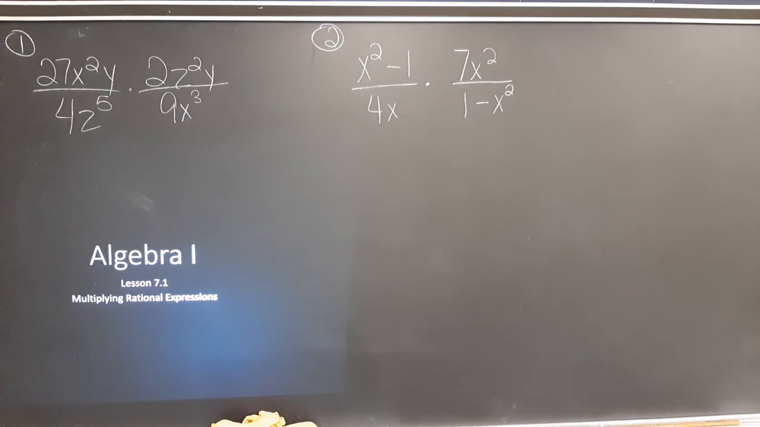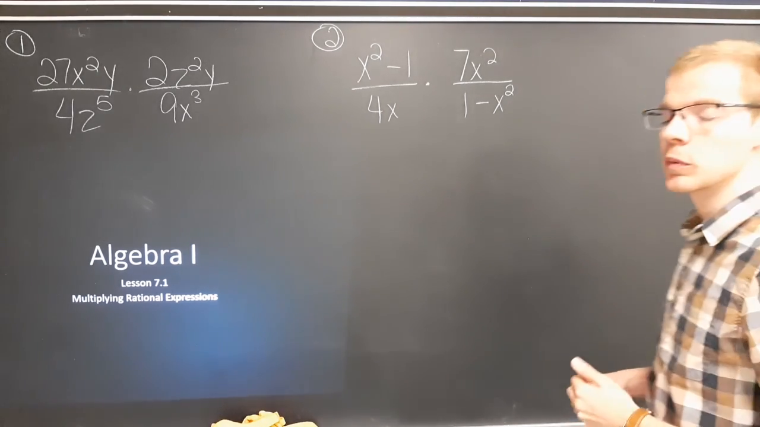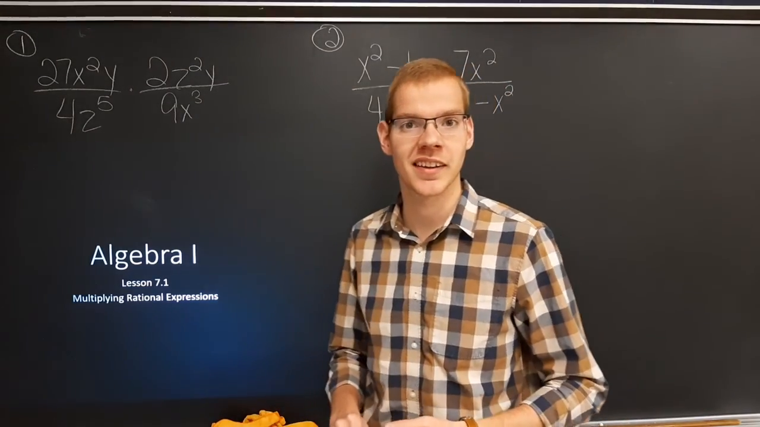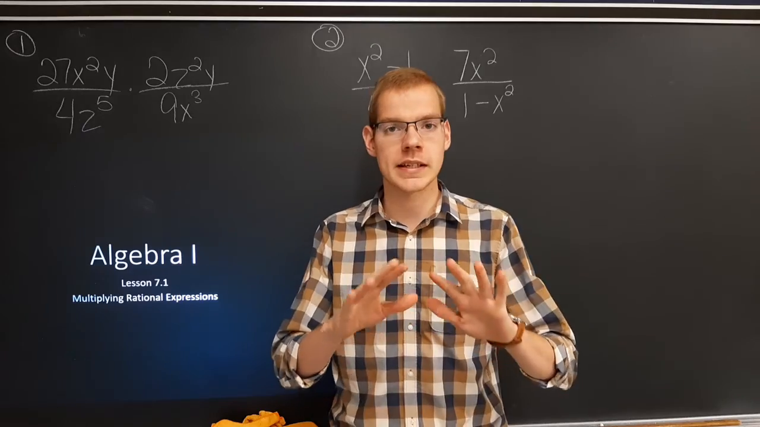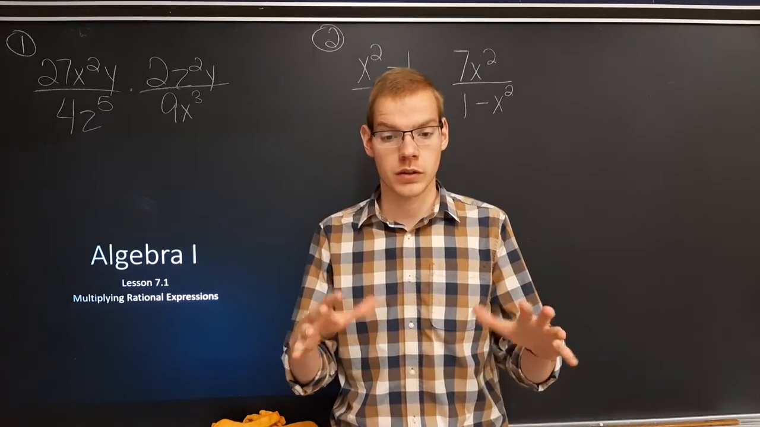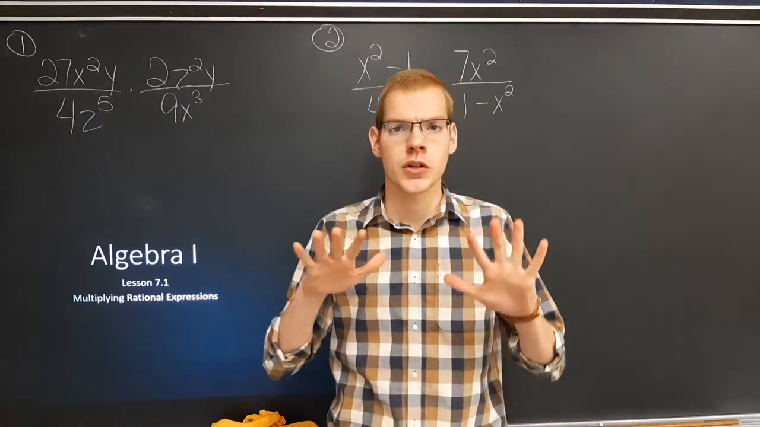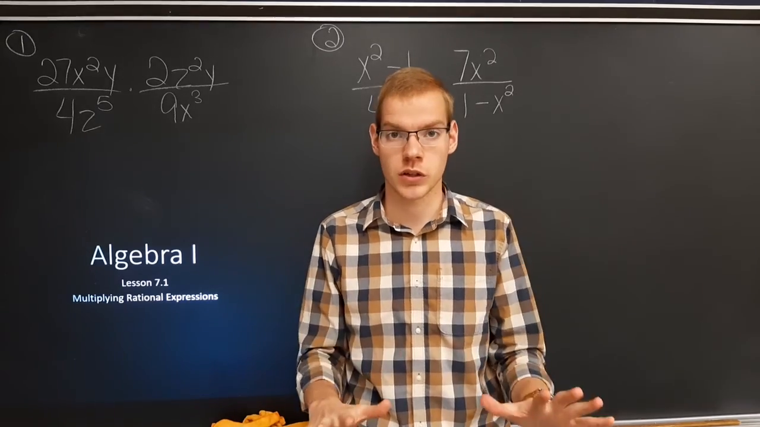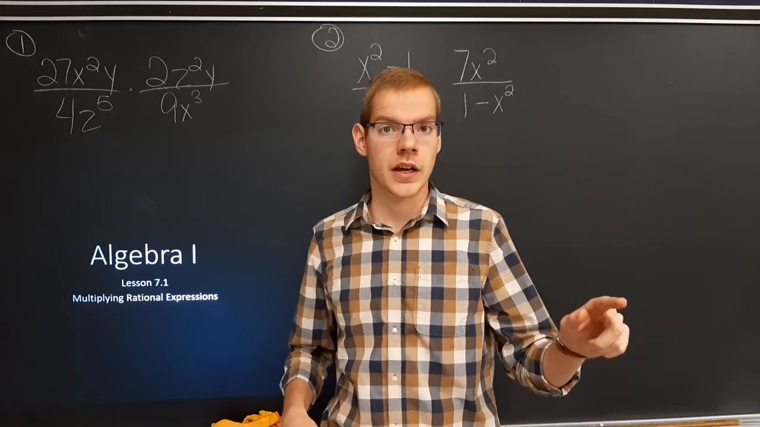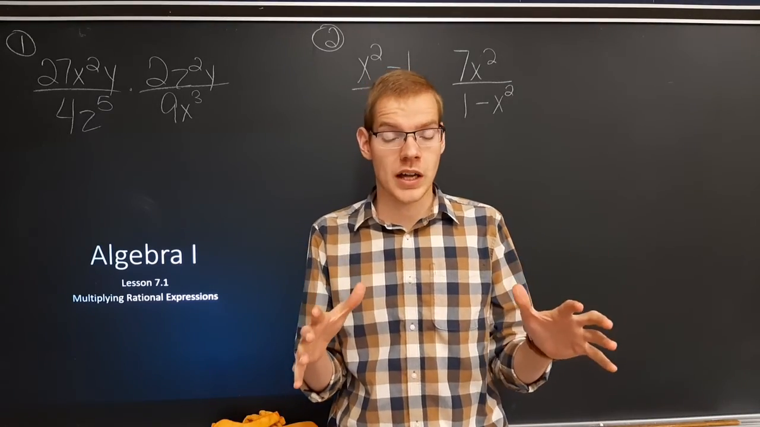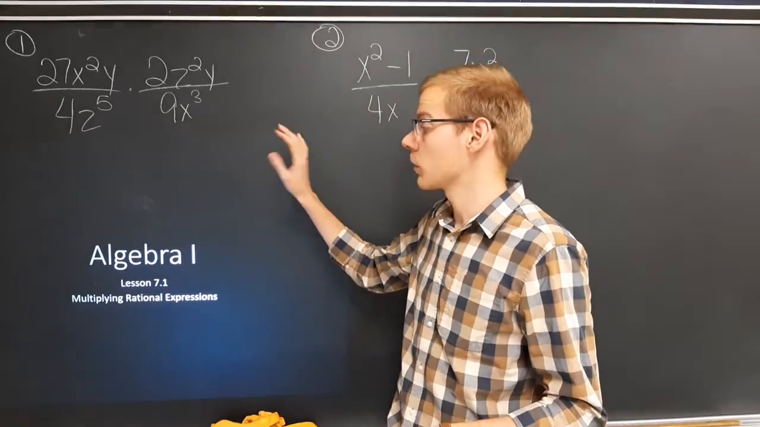Algebra Book 7, Lesson 1, Multiplying Rational Expressions. So far what we've been learning recently is basically simplifying rational expressions like this to their simplest form. Now that will be helping us multiply, what we want to do right now.